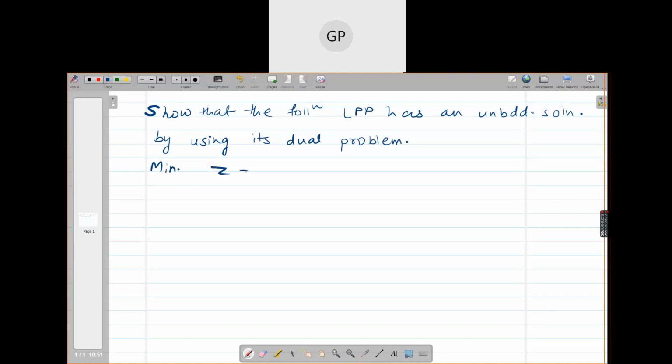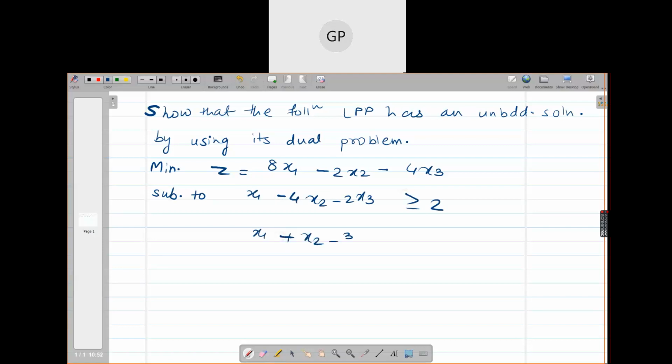Minimize z equal to 8x1 minus 2x2 minus 4x3, and please increase your speed of solving, girls. Don't wait for me to solve the problem. You start solving it immediately. Subject to x1 minus 4x2 minus 2x3 greater equal to 2, x1 plus x2 minus 3x3 greater equal to minus 1, minus 3x1 minus x2 plus x3 greater equal to 1, x1, x2, x3 greater equal to 0.